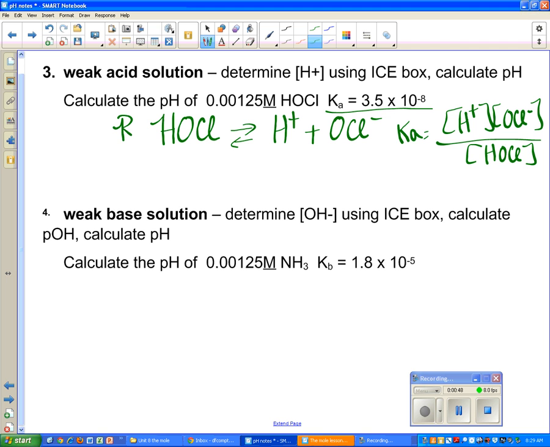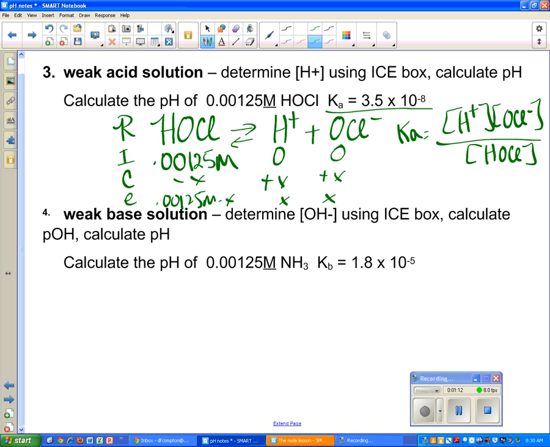So RICE tells me that initially I have a molarity of 0.00125 M and none of these. And so again, our change is minus x and plus x and plus x. And so at equilibrium, we're going to have 0.00125 M minus x, and then x and x. So in the process, we need to then plug all this in. And so I know that Ka is 3.5 times 10 to the minus 8.